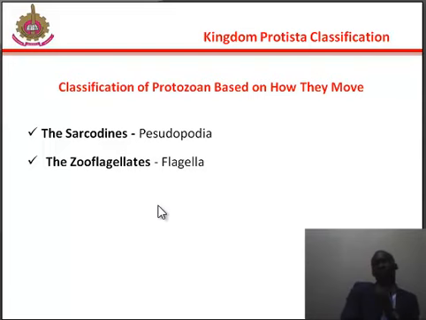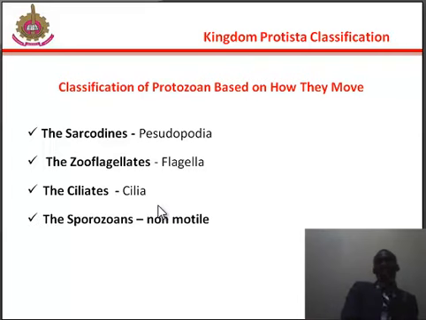The third group are called ciliates. They move with the help of an organ called cilia. And the last group are called sporozoans. They are non-motile, hence they do not move at all.